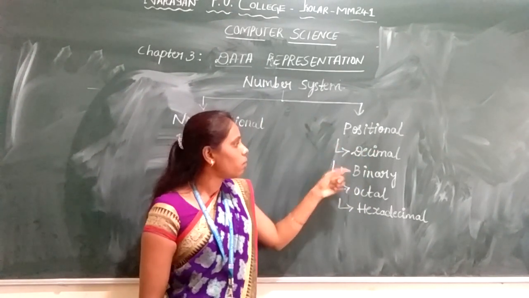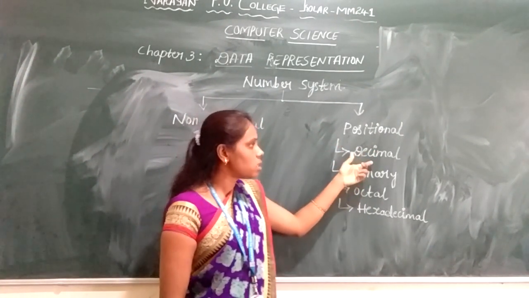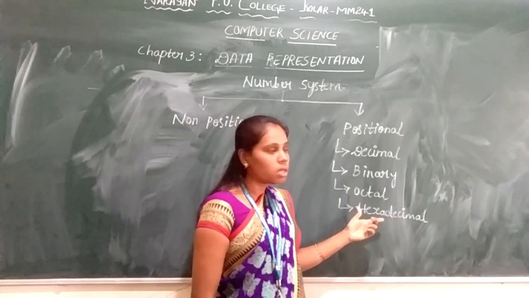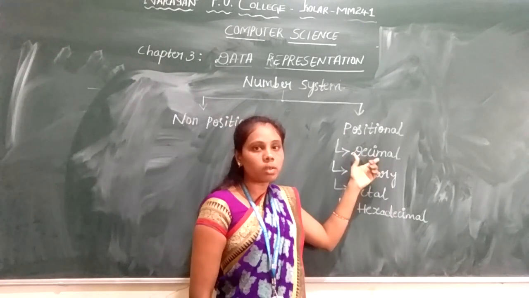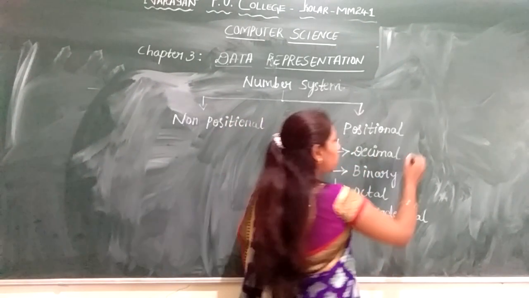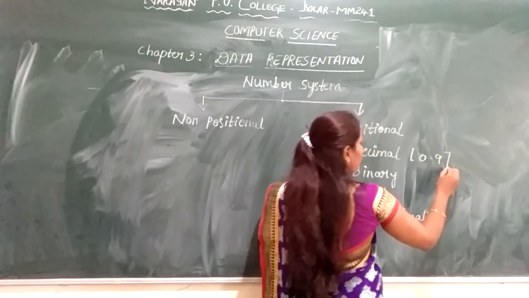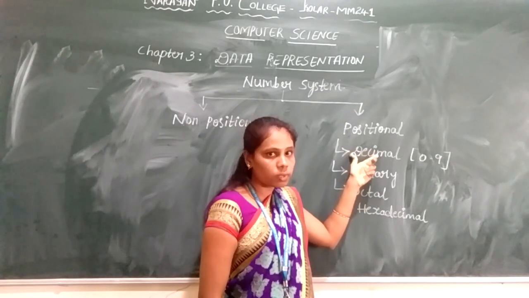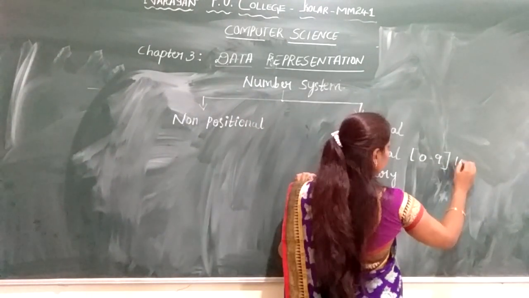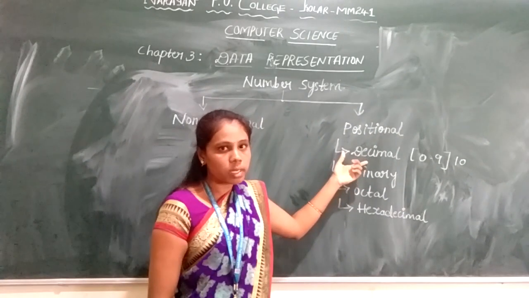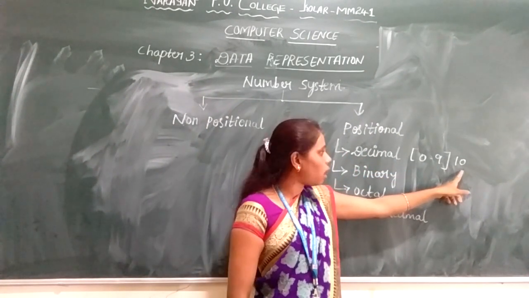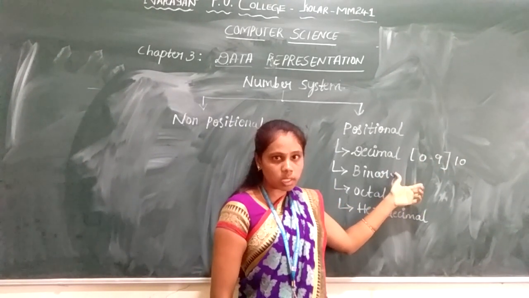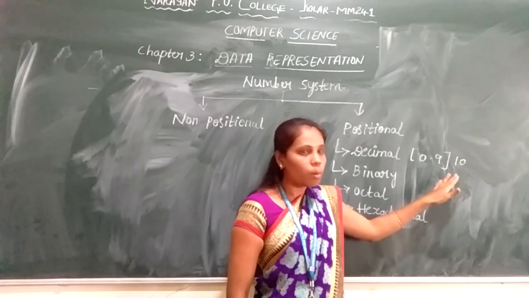In positional number system, we have 4 different types of number system, that is decimal number system, binary number system, octal number system, and hexadecimal number system. In decimal number system, the total digits used are 10, that is from 0 to 9. So total we have 10 digits in this decimal number system. Hence the base of this number system is 10 and the weights are expressed as the powers of 10. In this we have an integer part and the fractional part. Integer part has positive powers and fractional part has negative powers.